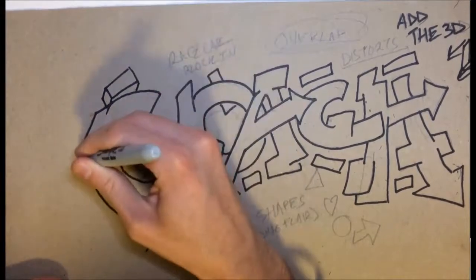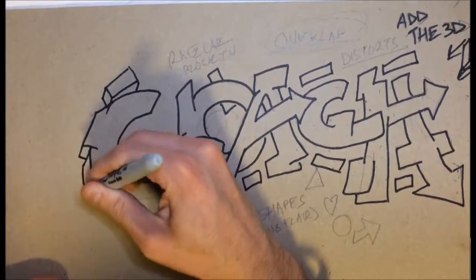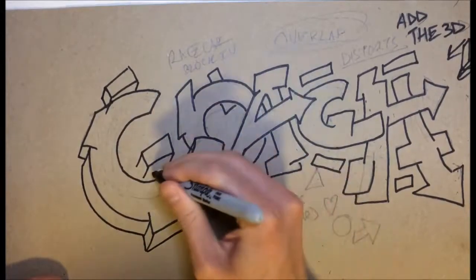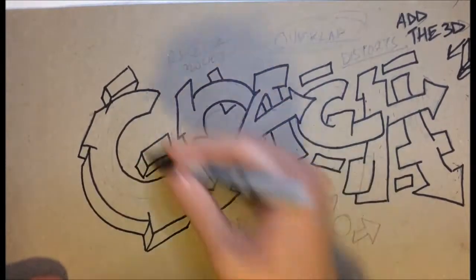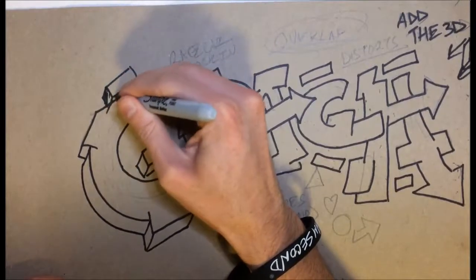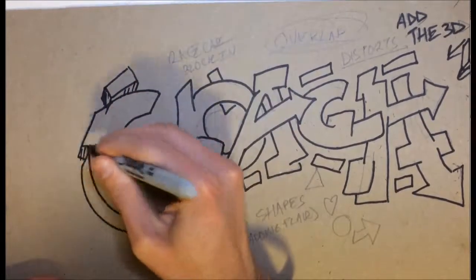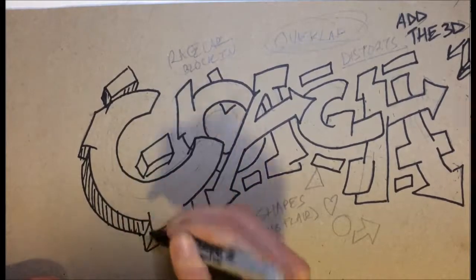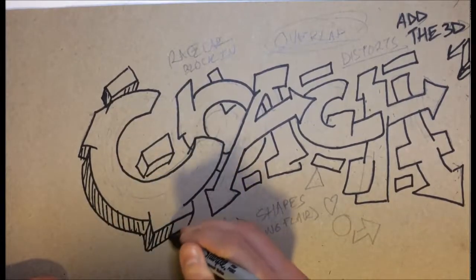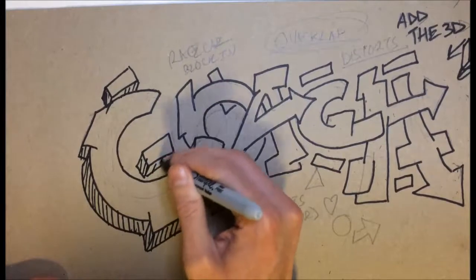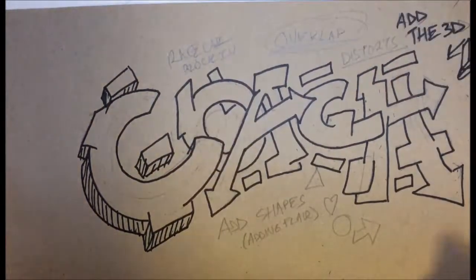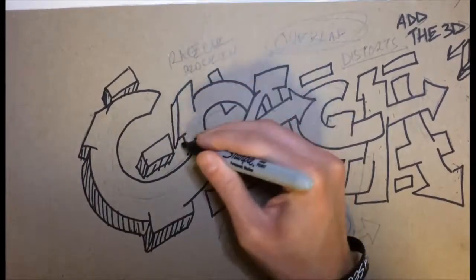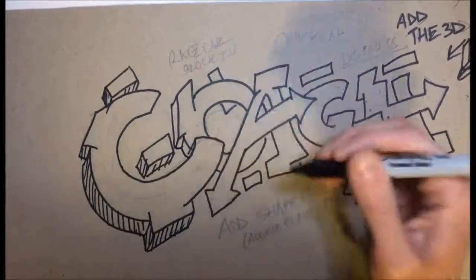Connect, connect, curve, connect, and then these would be dark. So when you go to color these with your oil pastel, these are going to be in shadow because your light is coming from up here. So again, corner, corner, connect, corner, connect.